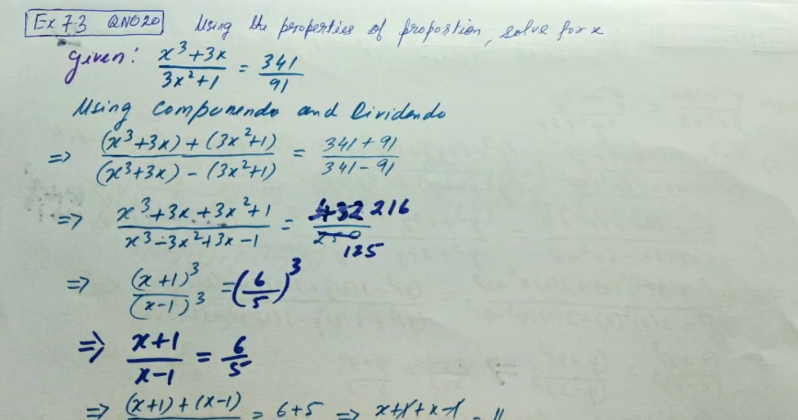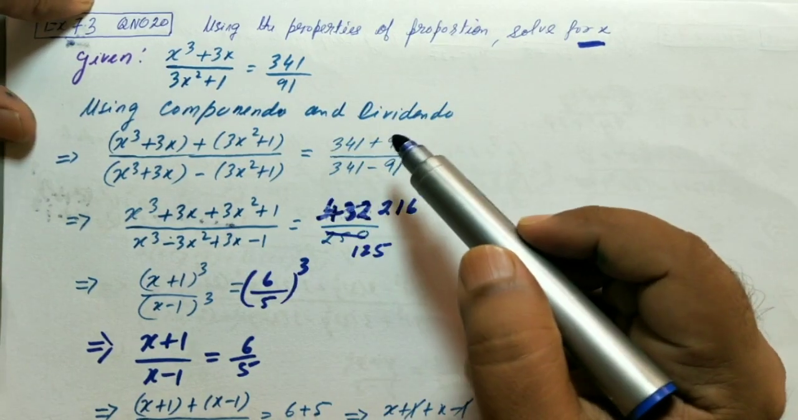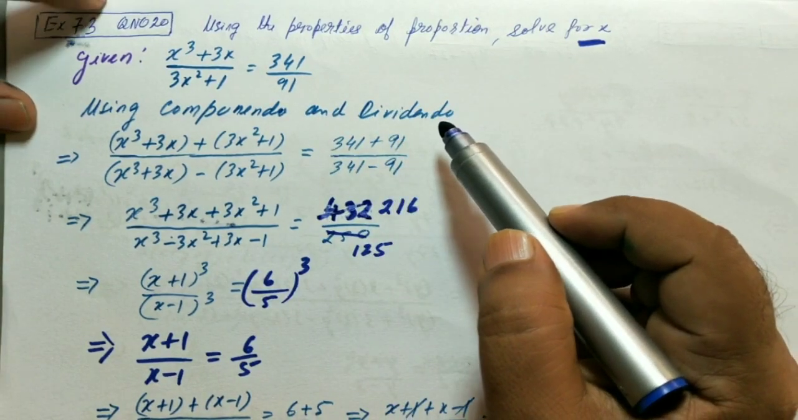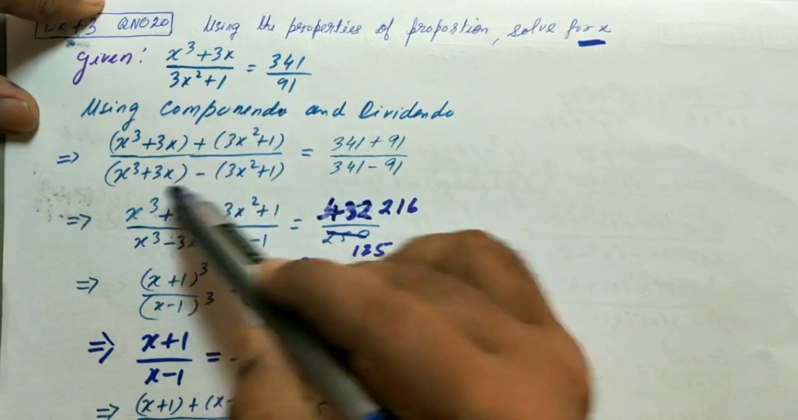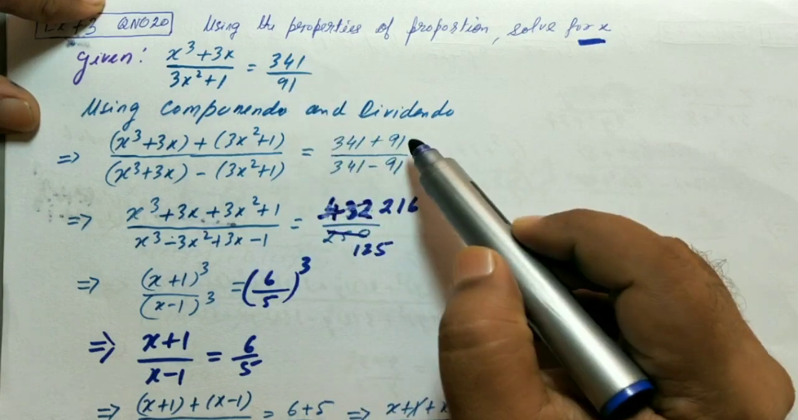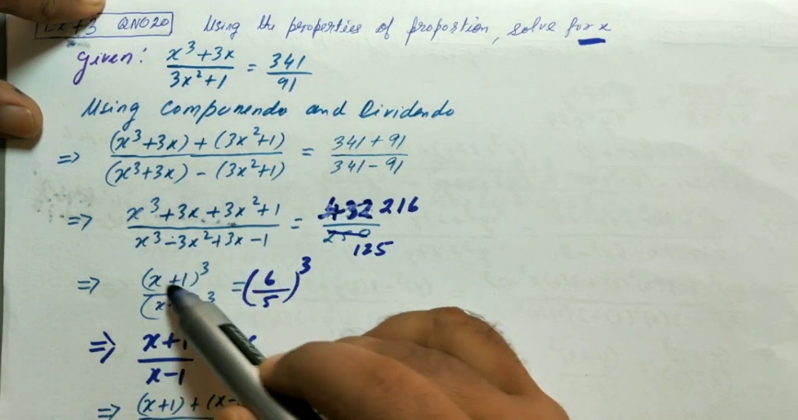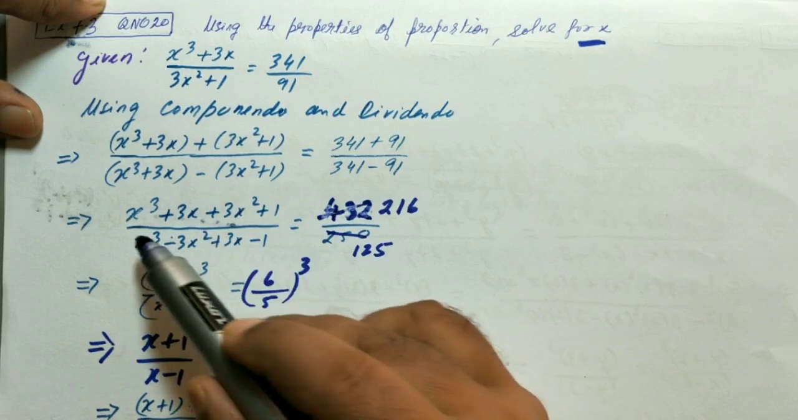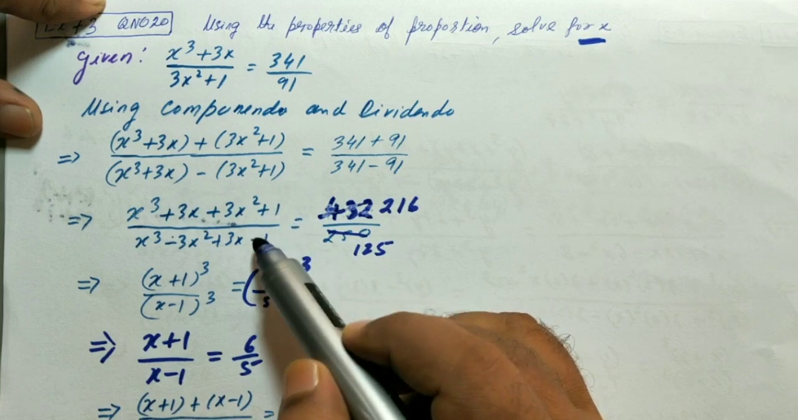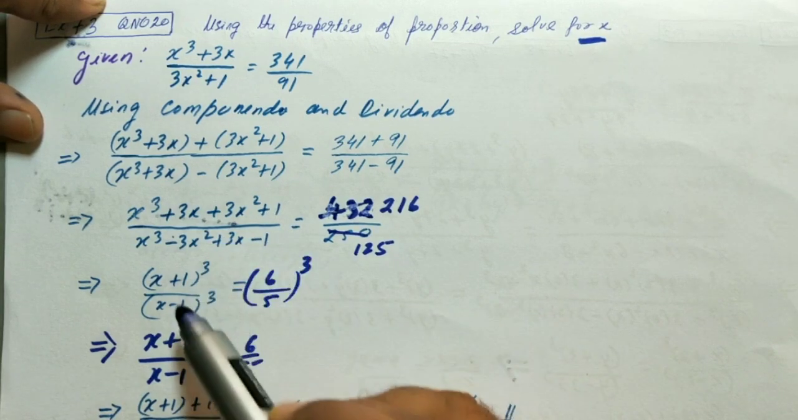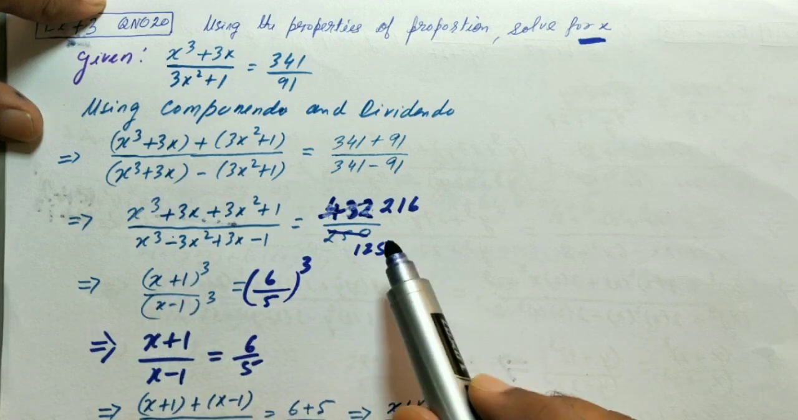So this time I have to find the value of x, and this is given. Like always, the most important properties of proportion: using componendo and dividendo, numerator plus denominator, numerator minus denominator. 341 plus 91, 341 minus 91. Now this is the formula of (x plus 1) whole cube, a cube plus 3a square b plus 3ab square plus b cube. We have done it before. It's a very important formula, and this is (a minus b) whole cube.